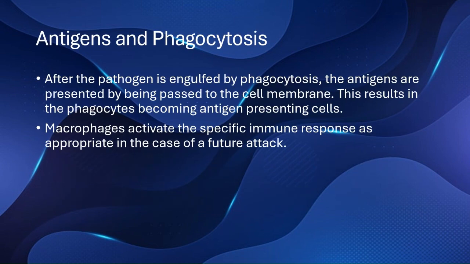So, antigens and phagocytosis. After the pathogen is engulfed by phagocytosis, the antigens are presented by being passed to the cell membrane. This results in the phagocytes becoming antigen-presenting cells. Macrophages activate the specific immune response as appropriate in case of a future attack. So they do remember the antigens. The whole idea of phagocytes becoming antigen-presenting cells is that they remember the antigens for the future, so that they can attack in case a pathogen enters the body again.